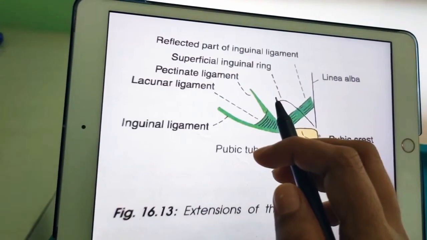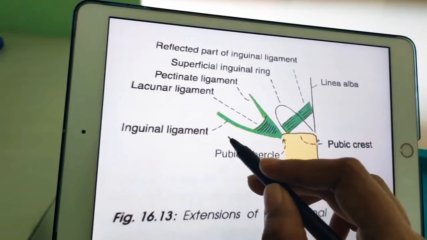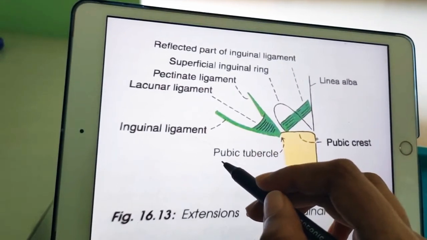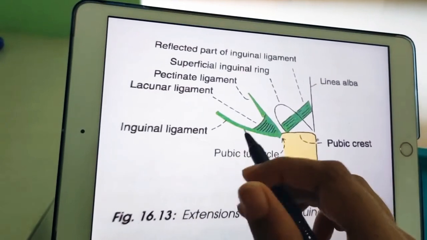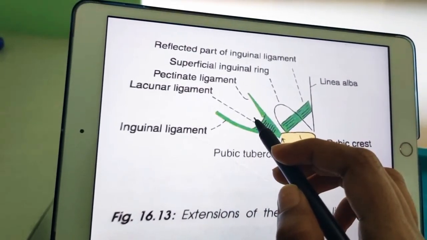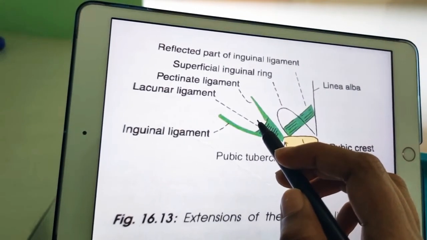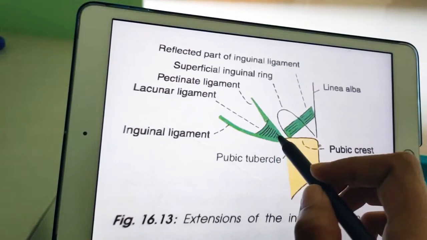So the fascia lata is attached to the lower border. So fascia lata will attach to the lower border of inguinal ligament, and traction of this fascia makes the ligament convex downwards, and the upper surface of the ligament gives origin to internal oblique from its lateral two-thirds. So internal oblique muscle will attach on its lateral two-thirds.